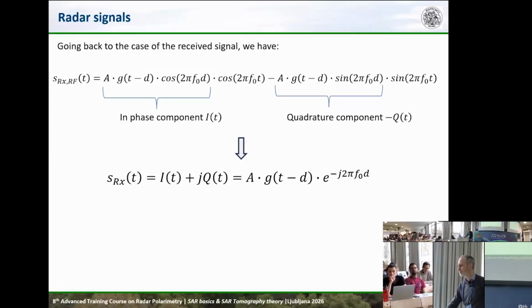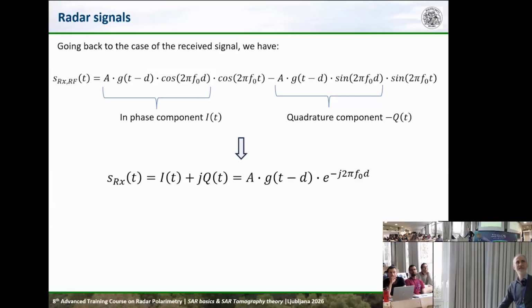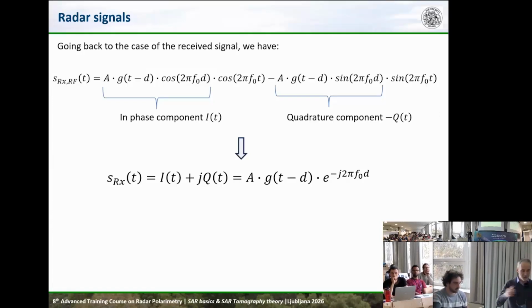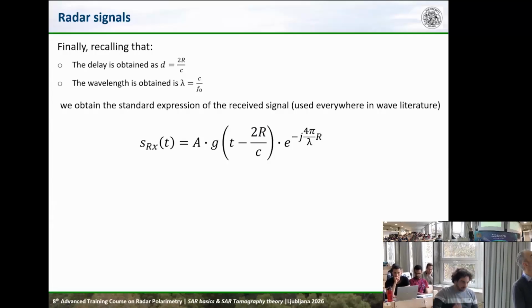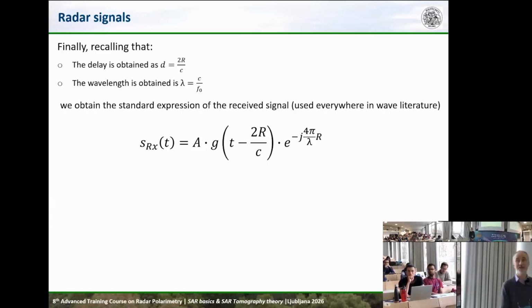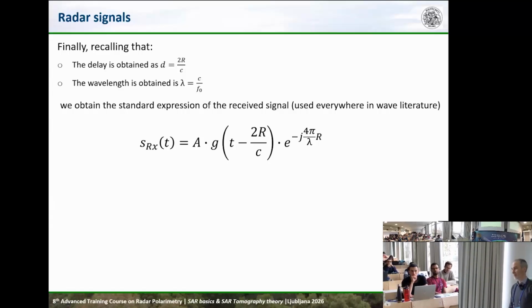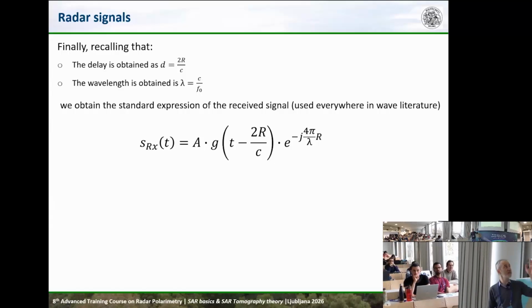So, remembering that the delay is twice the distance over c, and that the wavelength is the ratio of the propagation velocity over the frequency, this is the model of the signal received by a radar. This is it. You see, it's very compact at the end. And you can identify all the relevant information here.